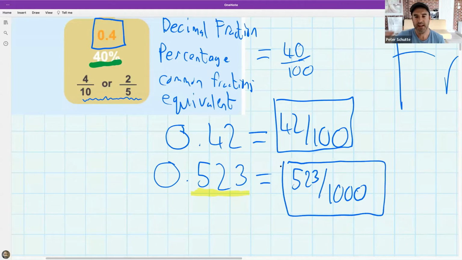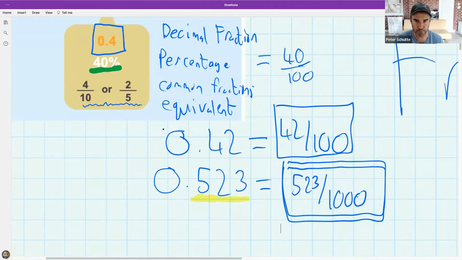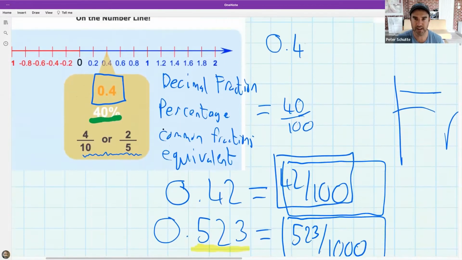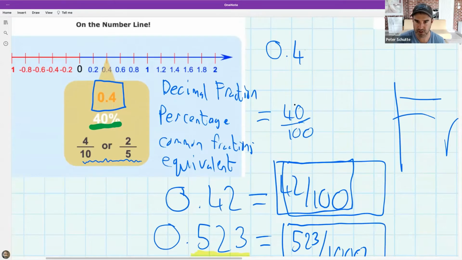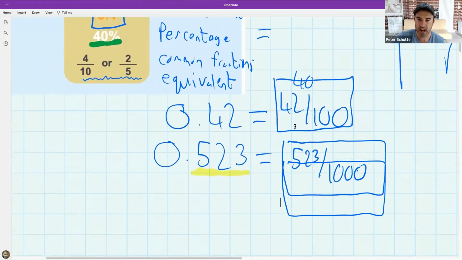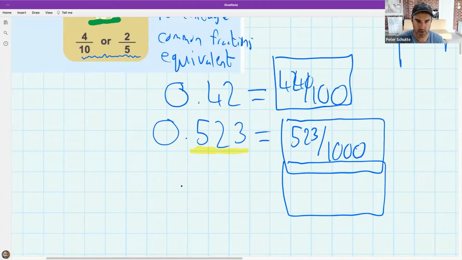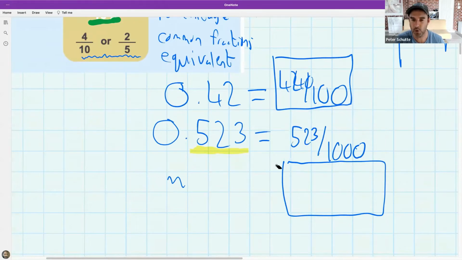And so when we look at decimal points, if there's one decimal place, like at the beginning, 0.4, it would be over 10. 0.4 is just going to be the same as 4. Oh, I've made a mistake there. Made it angry. There we go. So 0.4 is just going to be 4 over 10.